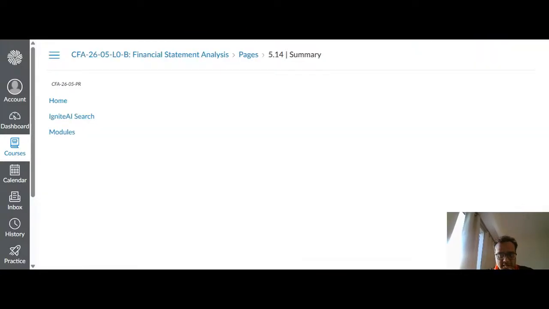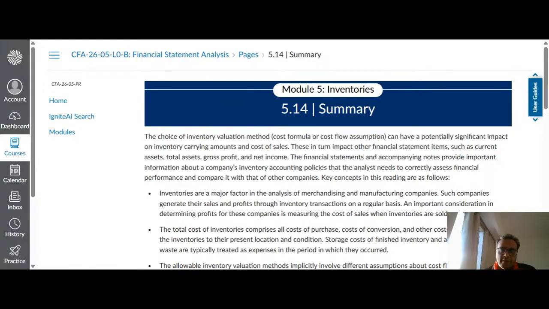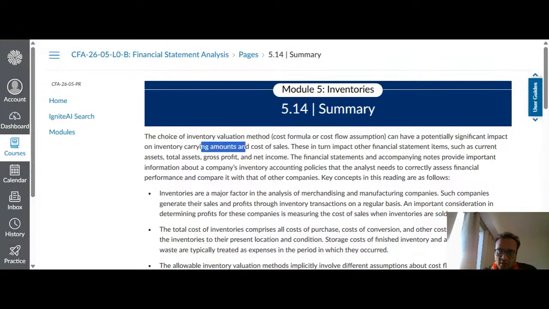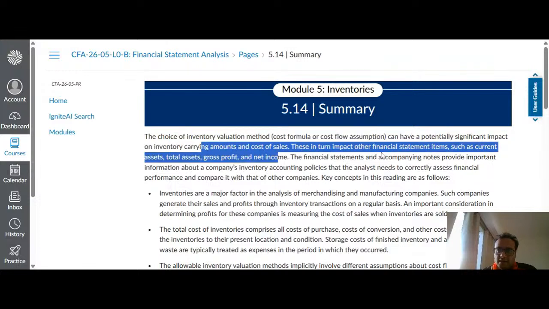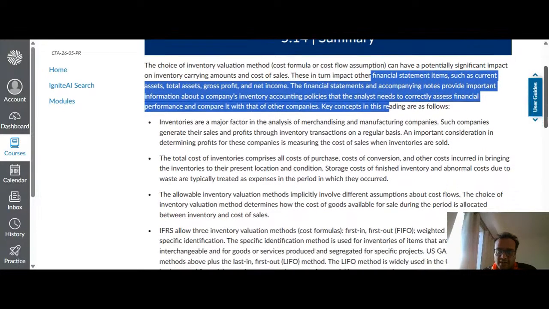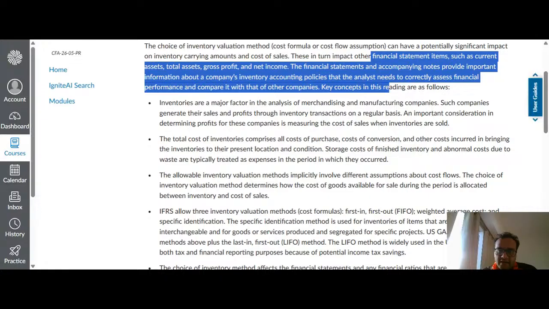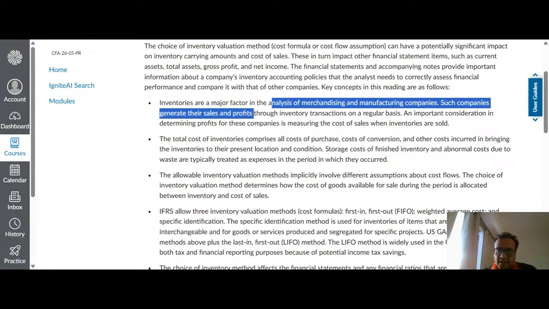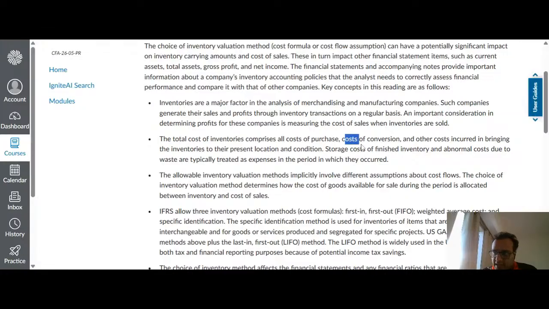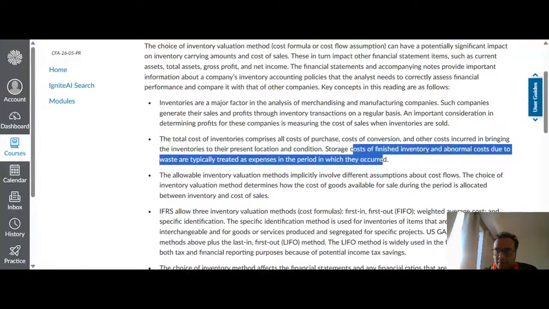Let's go to the summary of this. The choice of inventory valuation method, cost formula or cost flow assumption can have a significant impact on inventory carrying cost and the cost of sales. This in turn impacts other financial statement items such as current assets, total assets, and gross profits. Inventories are a major factor in the analysis of a manufacturing company. The total cost of inventories comprises all the costs of purchase, costs of conversion, and other costs for bringing inventories to the present location. Storage cost of finished goods and abnormal costs are not considered.